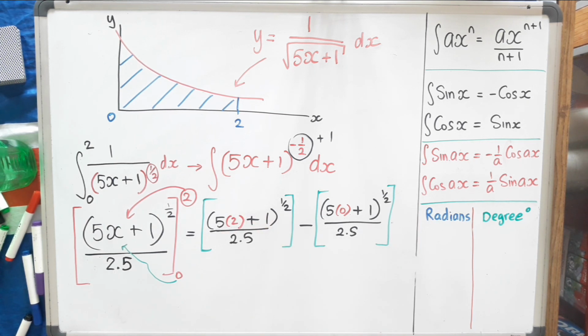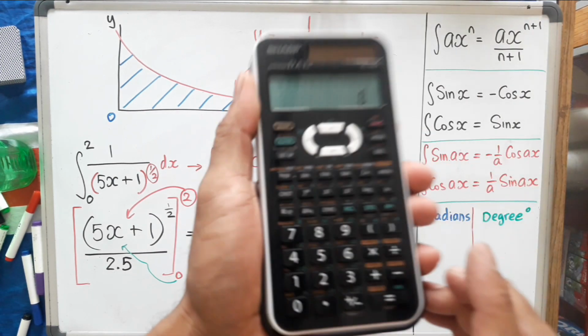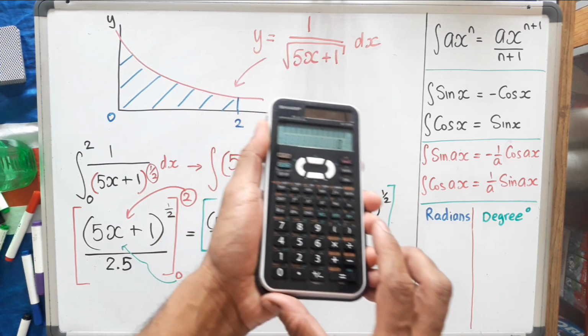Alright. So 5 by 2 is obviously 10. So all I have to do is say 10 plus 1 is 11, and then say 11 to the power a half on the calculator, and then divide the answer by 2.5. So let's see if I can do that. 10 plus 1 is 11. So let's start off with that. Let me see. Hope there's no glare.